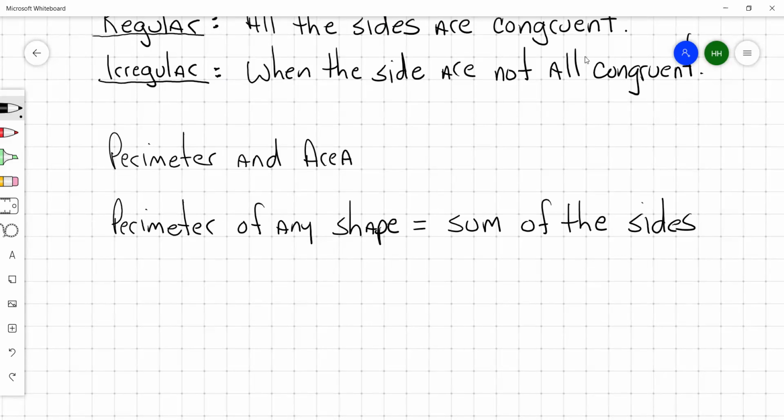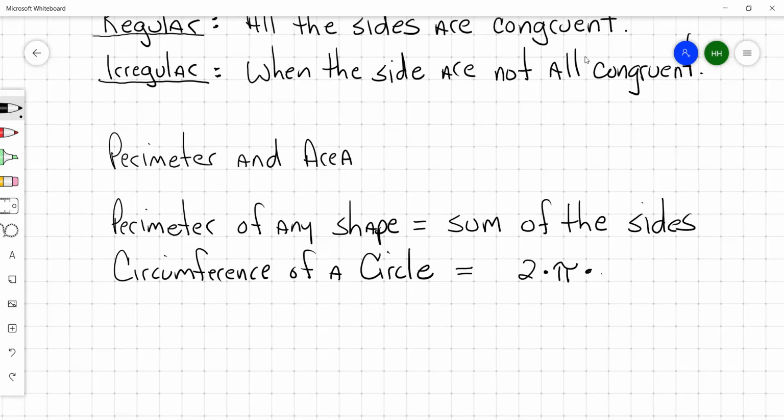Now, the only shape you're going to see here that you're maybe not so familiar with the perimeter of is a circle. When we're talking about perimeter of a circle, its circumference is the term that's used. Circumference of a circle has two formulas. One of them, you take 2, you multiply it by pi, and then you multiply it by the radius.